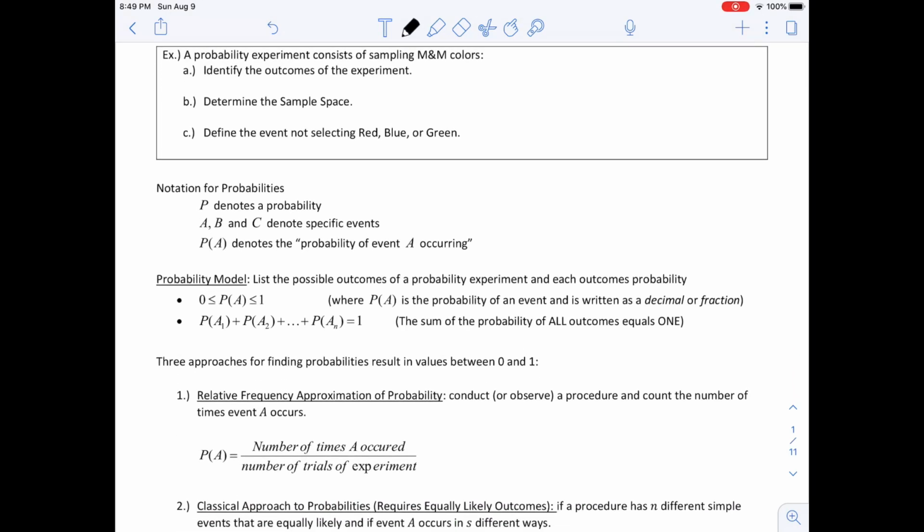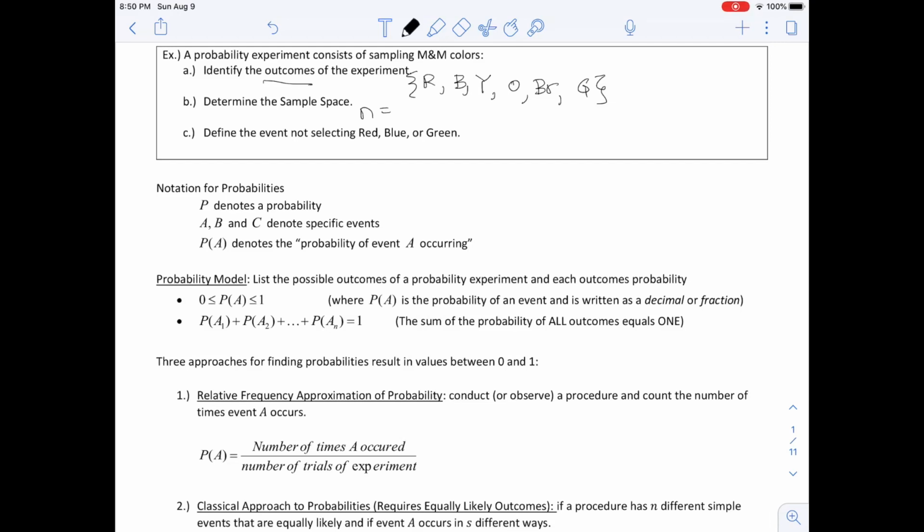The first example that we have says a probability experiment consists of sampling M&M colors. Part A says identify the outcomes of the experiment, and the outcomes that we have would be the different colors. And so we have red, I'll go ahead and abbreviate that just as an R, B for blue, Y for yellow, we have orange M&Ms, we have brown, so I'll put a BR, and we have green. And since this is all their different outcomes, we're going to go ahead and represent this by putting some braces around this. Part B says determine the sample space.